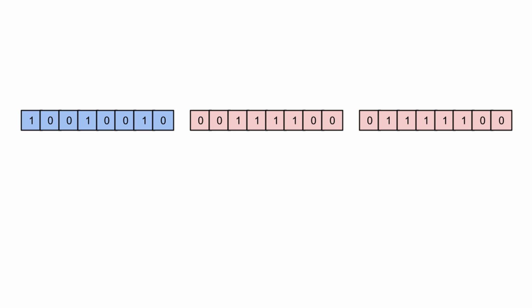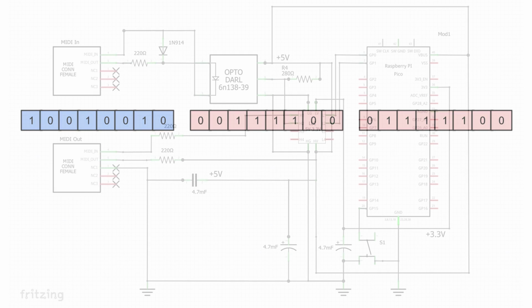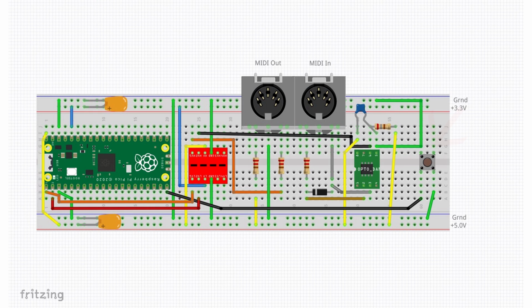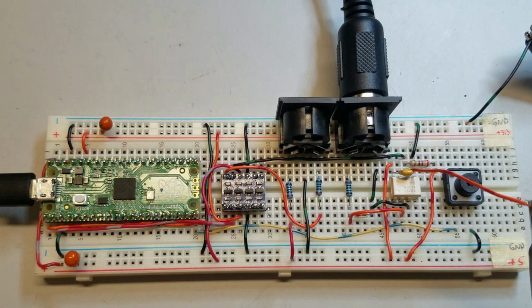Let's look at how this is implemented in the real world. The first thing I'll do is to wire a MIDI receiver and transmitter to my Pico. Since MIDI operates at 5 volts and the Pico GPIO is at 3.3 volts, we need to add a level converter into the circuit to keep things from blowing up. I'll use the same one I used in a previous video.